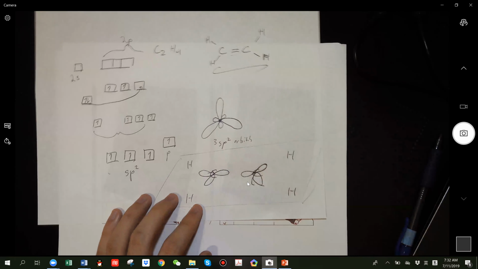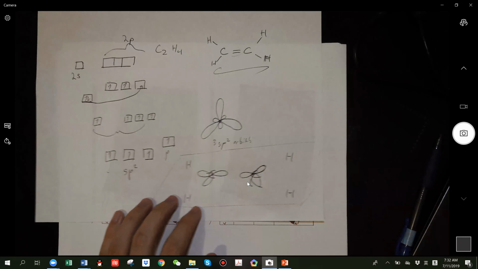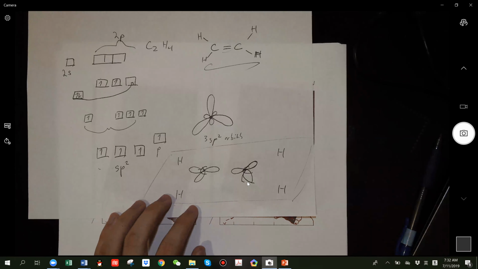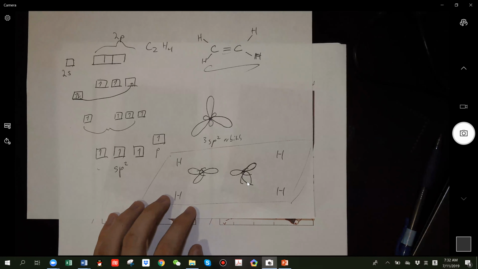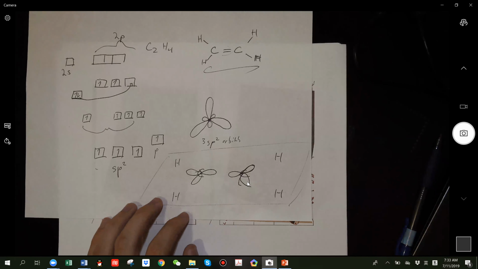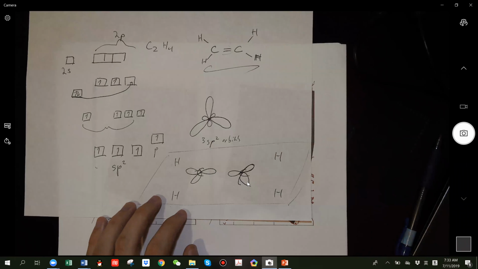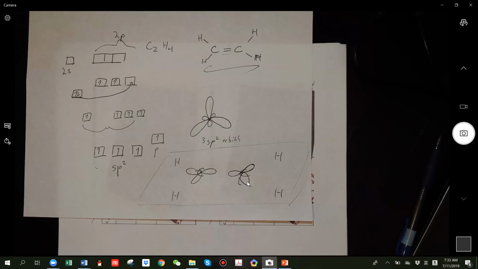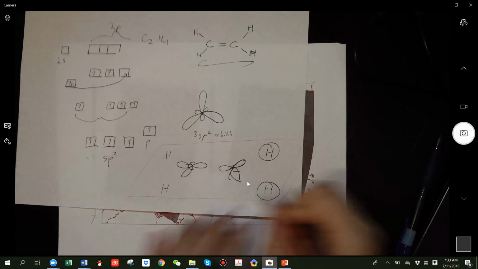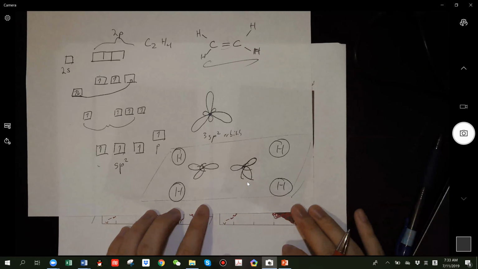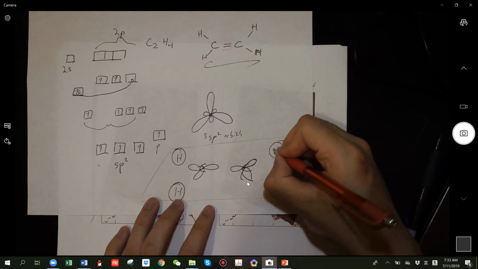Can someone tell me what kind of orbital we have on hydrogen? So what's the outermost electron on hydrogen? There's only one. So yes, it's an s orbital, the 1s orbital. So I'll just draw that as a sphere here. Great. So now each of these has one electron.